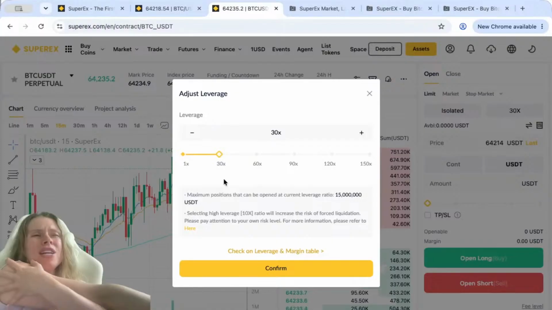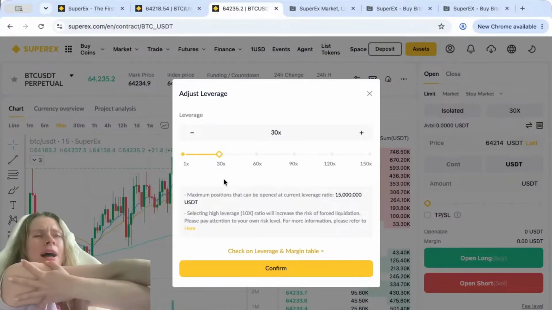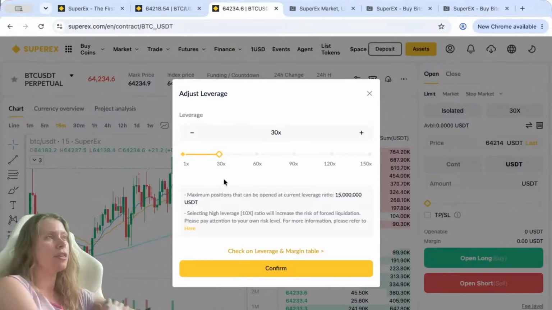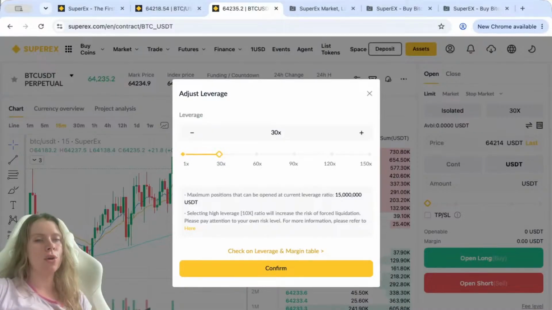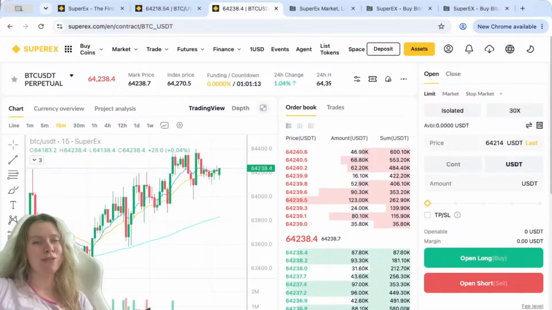My recommendation for first-time traders is going to be 3 to 5. You kind of want to learn the platform and not risk it all in one day, and you can increase it later. For today's demo, I'm going to stick to my 30 times just because I like my beautiful even number.